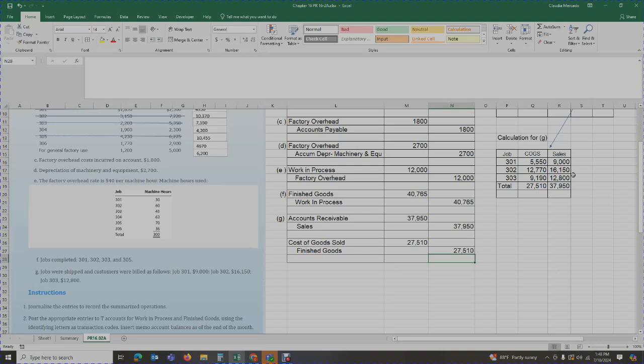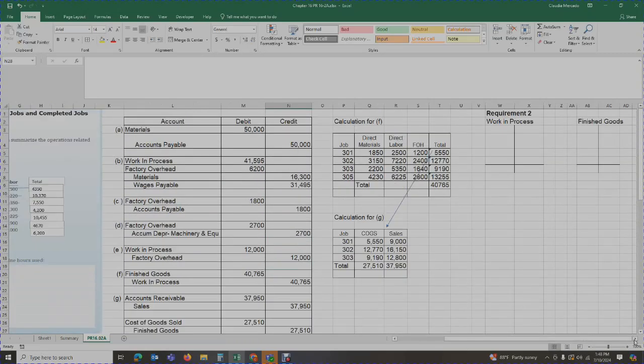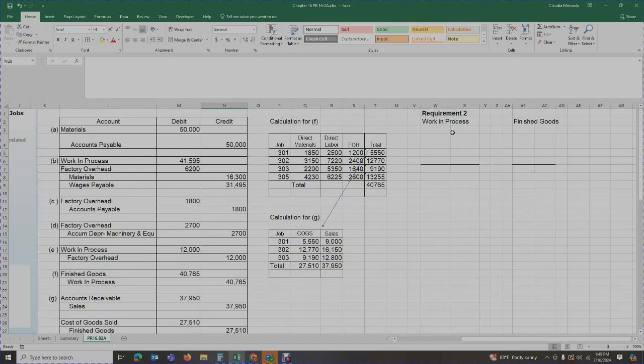So this table is what we use to calculate the entry for letter G. That is the first part of the requirement: journalize the entries, which we've done. Now, requirement 2 says post the appropriate entries to T accounts for work in process and finished goods, using the identifying letters as transaction codes. So I've created my 2 T accounts. They want us to keep track of work in process and finished goods.